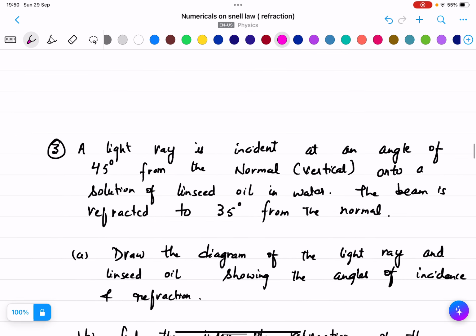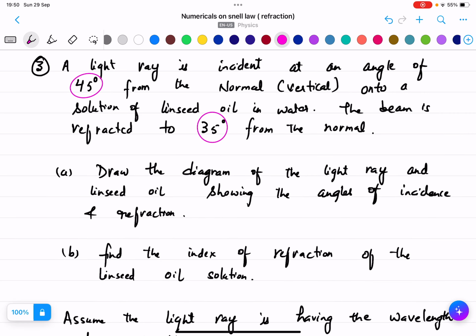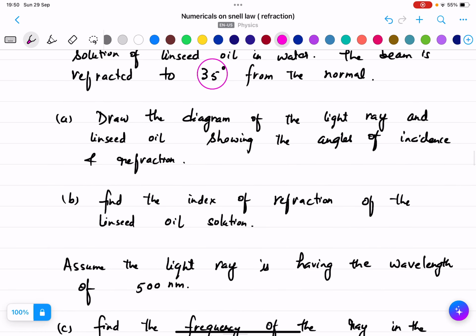Okay, the third one. A light ray is incident at an angle of 45 degrees from the normal onto a solution of linseed oil in water. The beam is refracted to 35 degrees from the normal. That means angle of incidence and angle of refraction are both given to you. So this is 45 degrees angle of incidence and this is 35 degrees angle of refraction. Draw the diagram of the light ray and linseed oil. First of all, the diagram you need to draw. Second, you need to find the index of refraction. That means you need to find n.